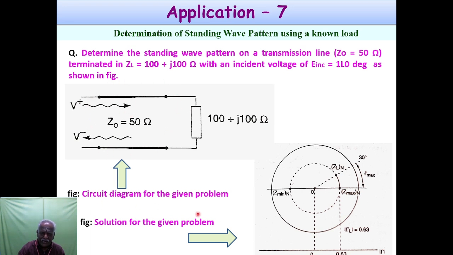The transmission line circuit diagram for the given problem is shown here. This is the load value, 100 plus j100 ohms. The characteristic impedance of the transmission line is 50 ohms. E plus represents the incident wave, and it travels from the source to the load. Because of the impedance mismatch, part of the incident energy is reflected back, so you get the reflected wave E minus. The incident wave has magnitude 1 angle 0 degrees. The solution for the given problem is given here.